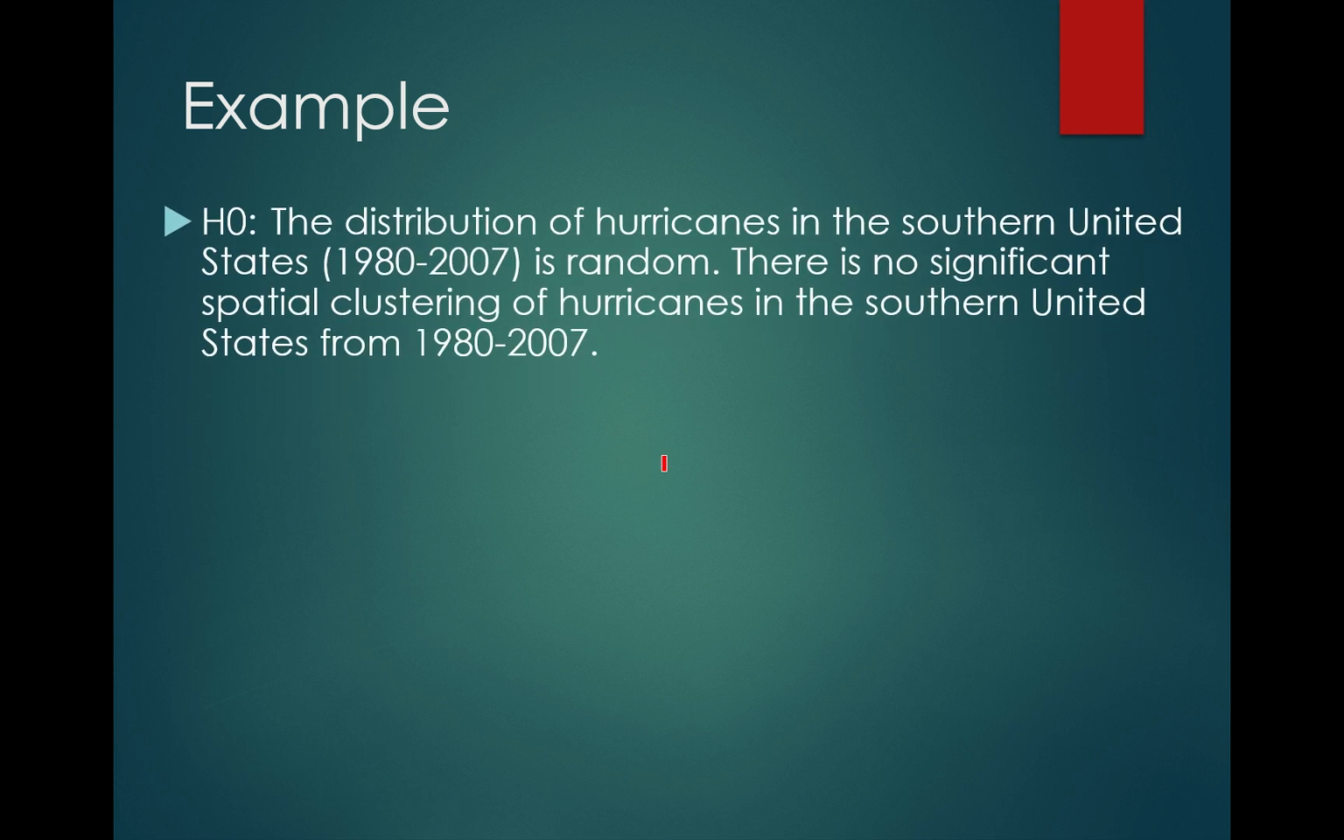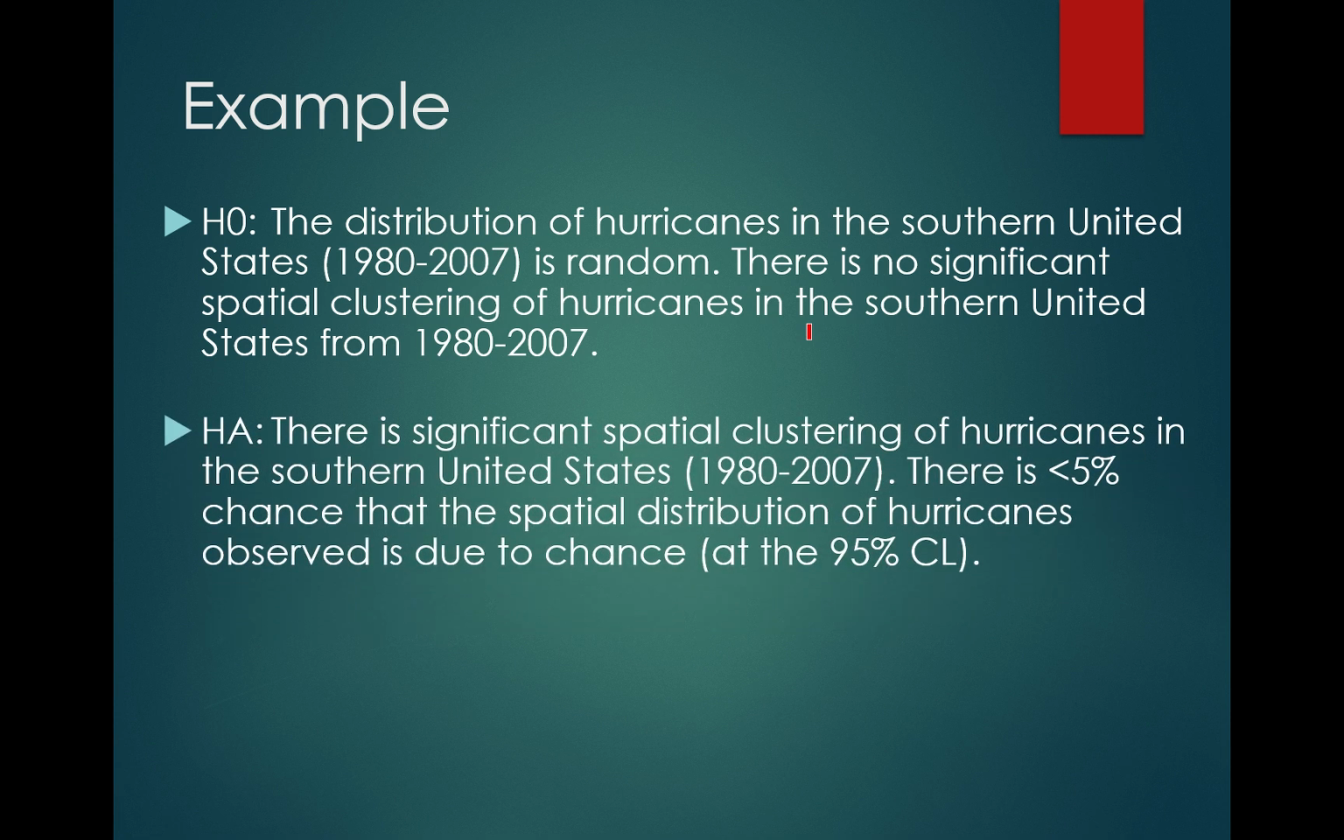In this case, your null hypothesis would be that there's no significant clustering or dispersed spatial pattern to your data set, that there's no significant clustering in the hurricanes in the southern United States over that time period. Your alternative hypothesis is that yes, there is significant spatial clustering. Again, we're dealing with a one-tailed test here, so we're just looking at whether there's clustering or not.